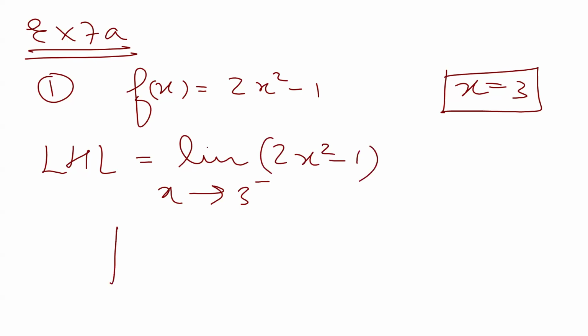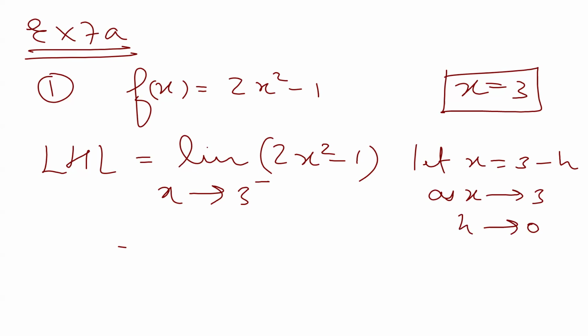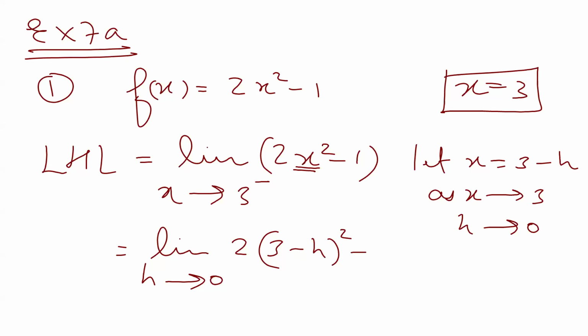Now understand this procedure clearly. Let x is equal to 3 minus h. We are reducing 3. As x approaches 3, h will approach 0. So limit h approaches 0, 2 into, replace this x with 3 minus h.